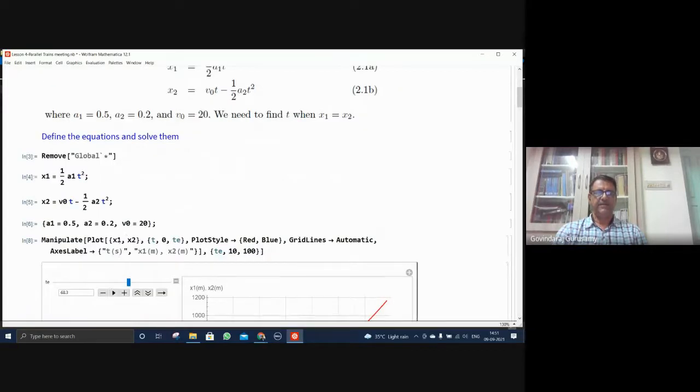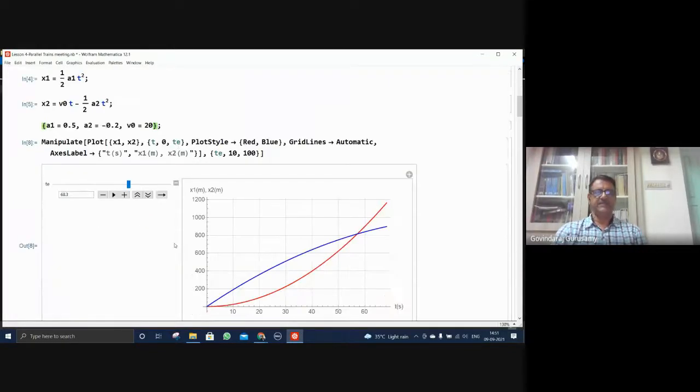Okay, how do I convert it into positive? By putting a negative sign here. Okay, I just changed it: instead of positive, I made it a negative sign. Just a minute, one minute, I'll be back.